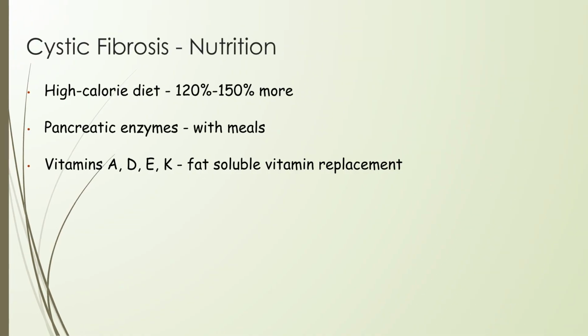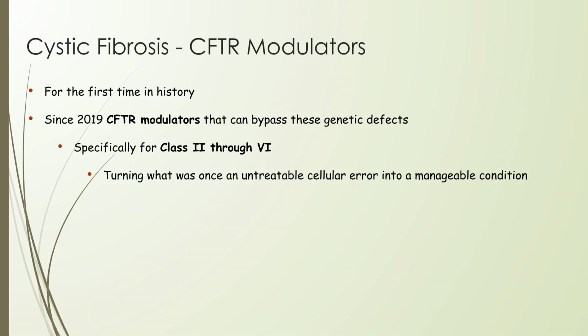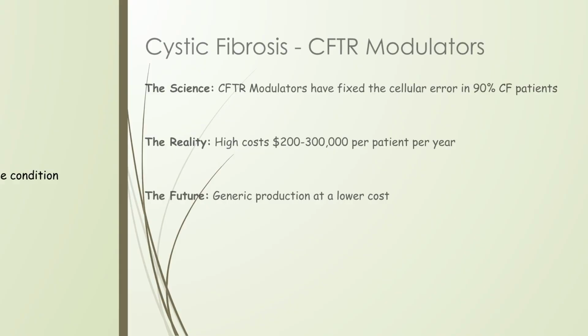Nutritional management requires a high-calorie diet, taking pancreatic enzymes with meals to aid digestion, and fat-soluble vitamin replacement for vitamins A, D, E, and K. CFTR modulators, available since 2019, are groundbreaking treatments that bypass genetic defects. They are specifically for classes 2 through 6 mutations, turning an untreatable cellular error into a manageable condition.